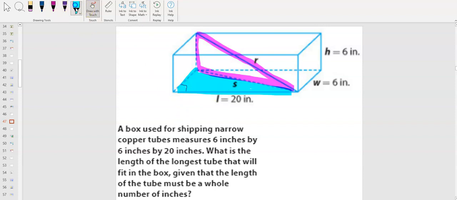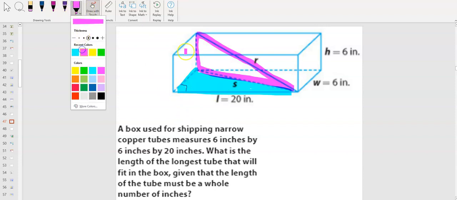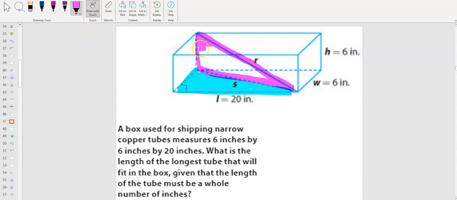And then we have our purple triangle here, which is kind of three-dimensional in a way. It's standing up in the middle of the box, okay? And again, I know that this is a right angle because to go from top to bottom, that's going to be 90 degrees. So I can use what I know about Pythagorean theorem to solve this problem.